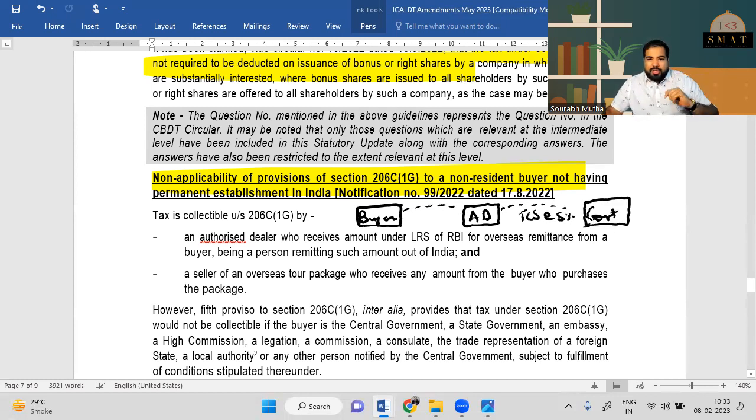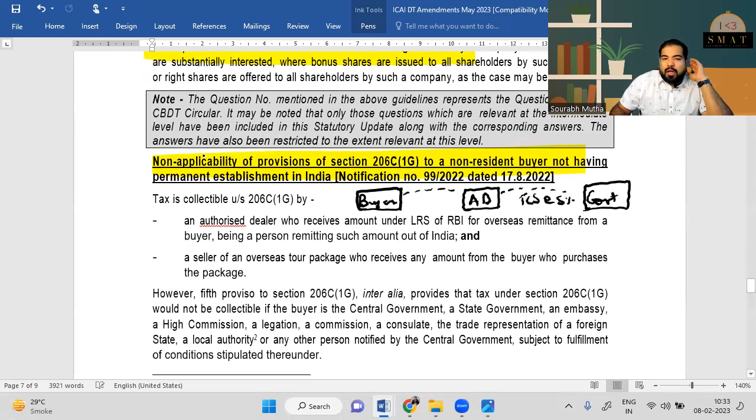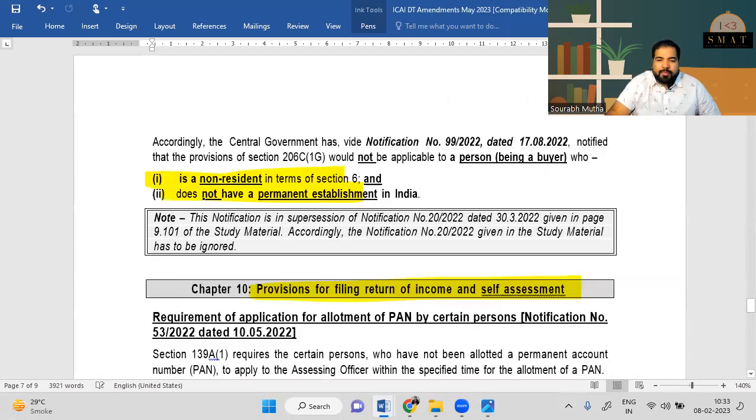Now, here is a small change. In this case, they say that if you're the buyer, good, they will collect TCS. But if the buyer is a non-resident, for example, this foreign exchange has been purchased by a non-resident, can non-residents also purchase Forex? Why not? Then in that case, there will be no TCS. So non-applicability of provision of section 206C1G to a non-resident buyer not having a permanent establishment in India. What is a permanent establishment? You don't have to worry. But just remember, to non-residents who don't have a presence in India, this section will not apply.